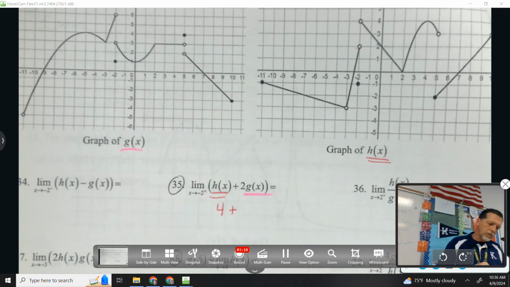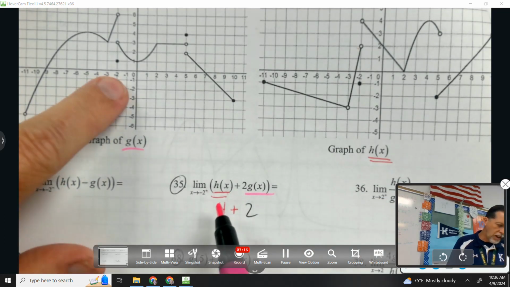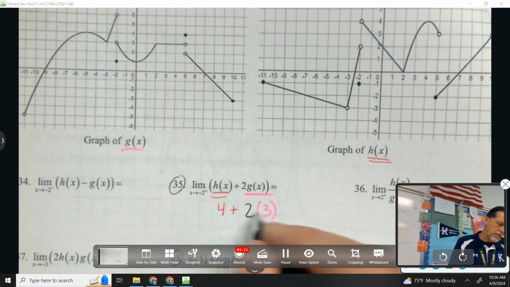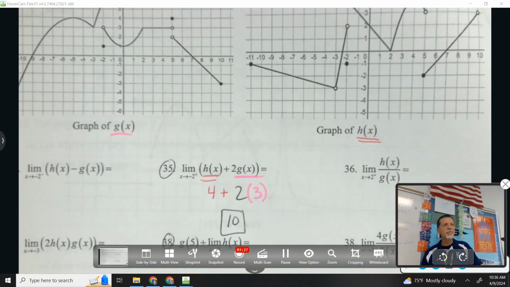And then I'll go to the graph of g of x. And again, I will approach -2 from the right. That's 3. And then 4 plus 6 is 10. Again, those aren't hard. It's just that people mess up when they look at the wrong graph.